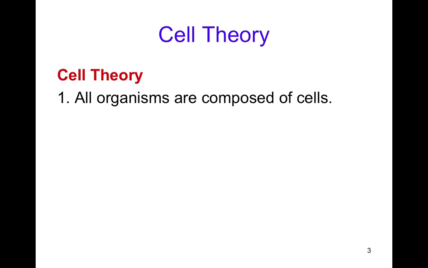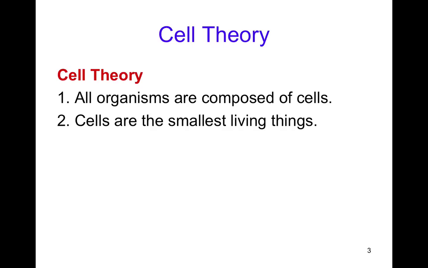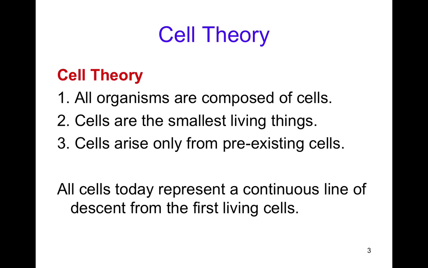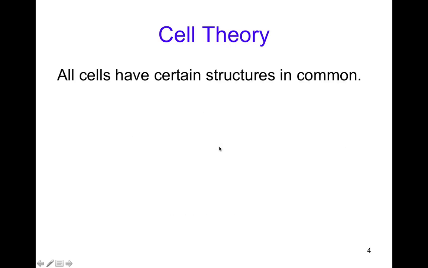So the first part of cell theory states that all organisms are composed of cells, that cells are the smallest living things on Earth, and that cells arise only from pre-existing cells. Those three things you definitely need to know going into the test. All cells today represent a continuous line of descent from the first living cells. So knowing these three qualifiers for the cell theory is very important.